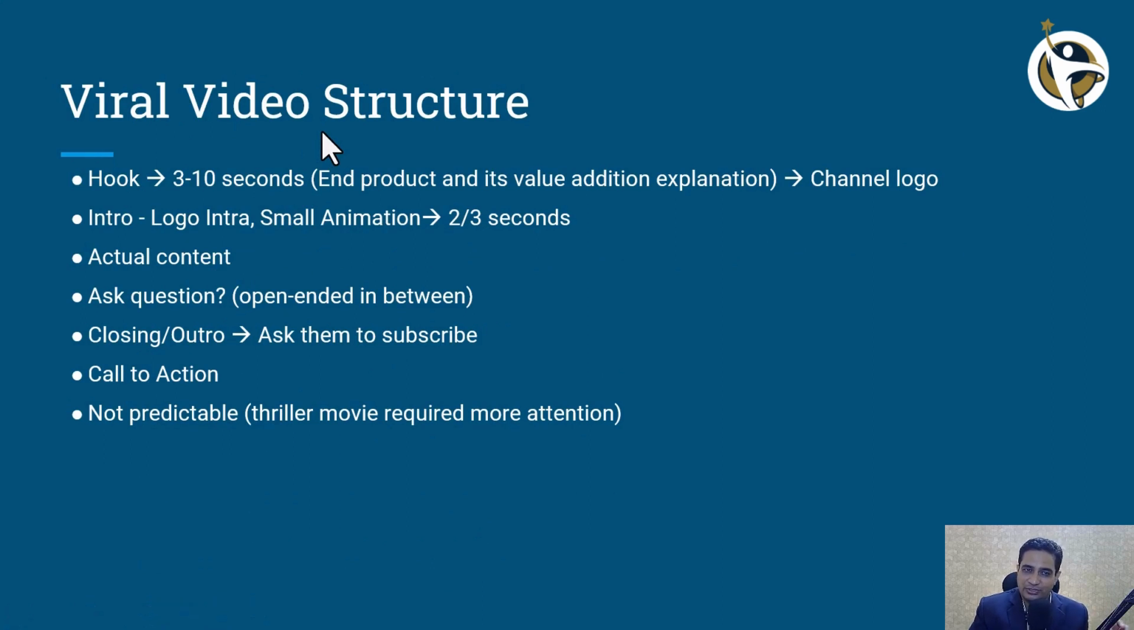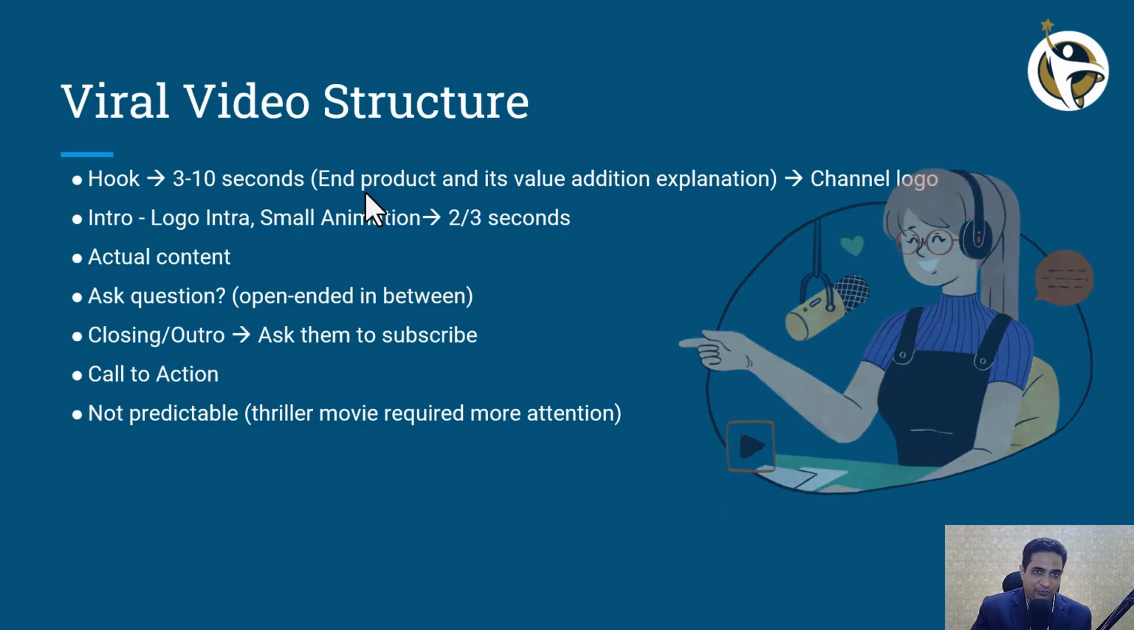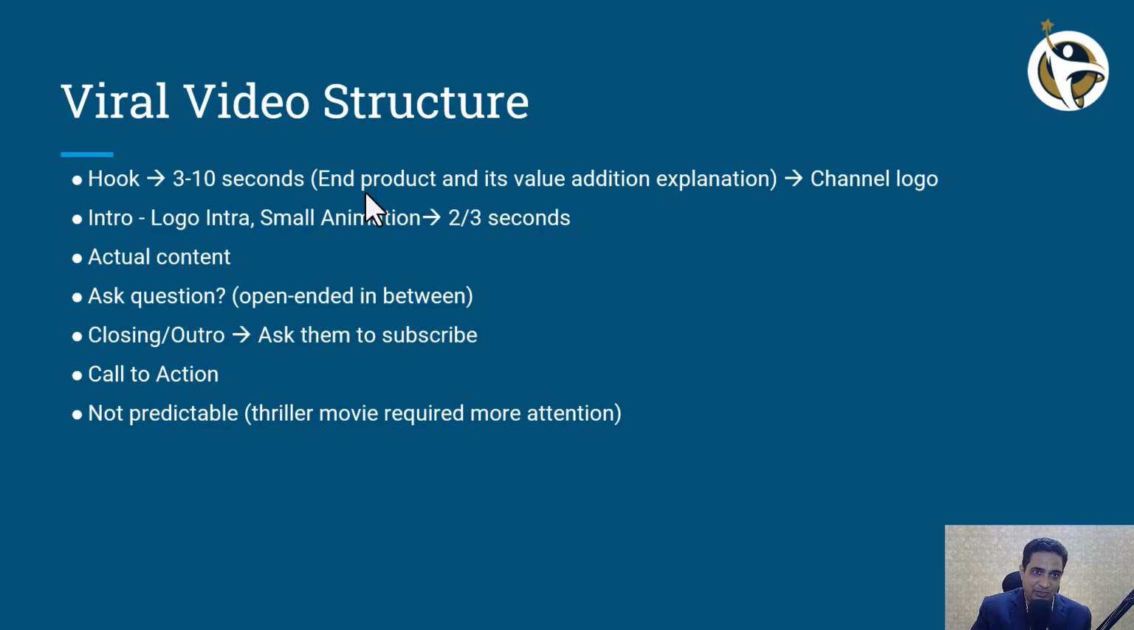Now let's see what you can do in terms of getting a viral video. Again, it is not just the case with viral videos. This is the general structure we are talking about. First one is the hook. It should be 3 to 10 seconds. When I say hook, it means it should quickly convey the purpose of that video. You can ask some question or something, and by that you can generate that hook, so that your audience will get attention. And you can put the channel logo also there.